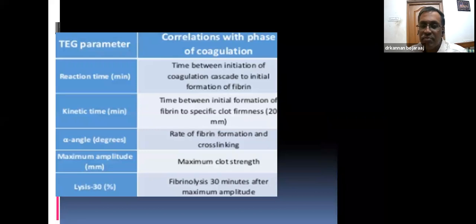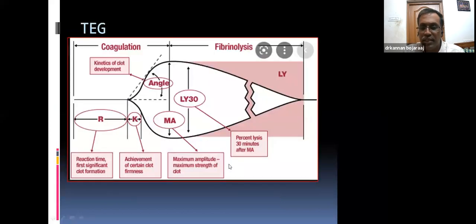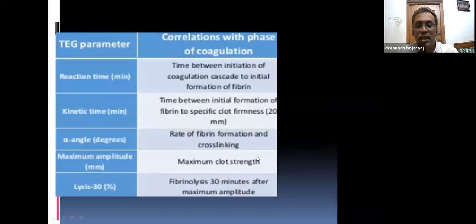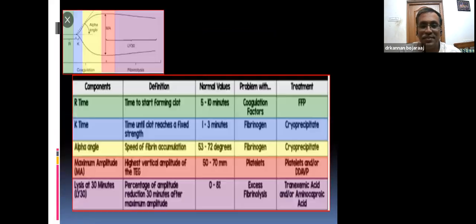So first is the reaction time, in minutes. It is the time between the initiation of the coagulation cascade and the initial formation of fibrin. Next is the K time. It is the time taken from the initial formation of fibrin to a specific clot firmness, that is 30 millimeters. And there is the alpha angle, the rate of fibrin formation and cross-linking. And the maximum amplitude, MA, which I showed earlier in this picture, is the maximum strength of the clot. And the next one is fibrinolysis, 30 minutes after maximum amplitude. How much fibrinolysis is going on? That is the clot lysis.